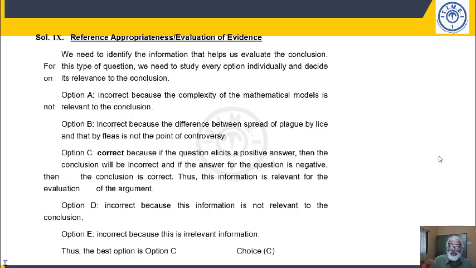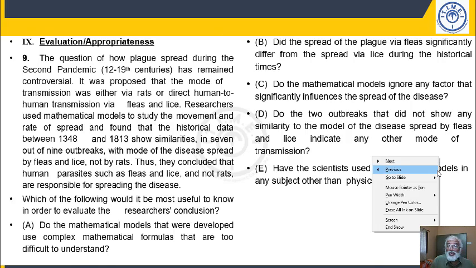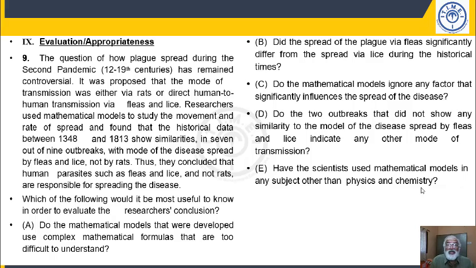What about the next one? The next choice tells me the two outbreaks that did not show any similarity to the model of the disease spread by fleas and lice indicate any other mode of transmission. Now, 2 out of 9, isn't it? In fact, 7 out of 9 is a better sample assessment than 2 out of 9. So very clearly, if 2 out of 9 tell me otherwise, then I need a lot more information to be able to use D. So far, C is something that we're looking at.